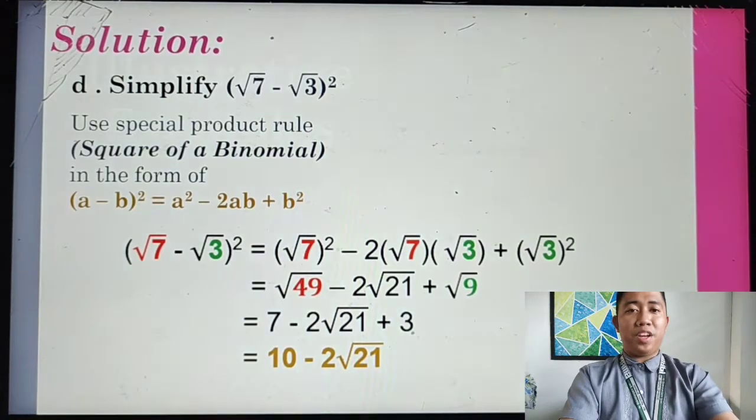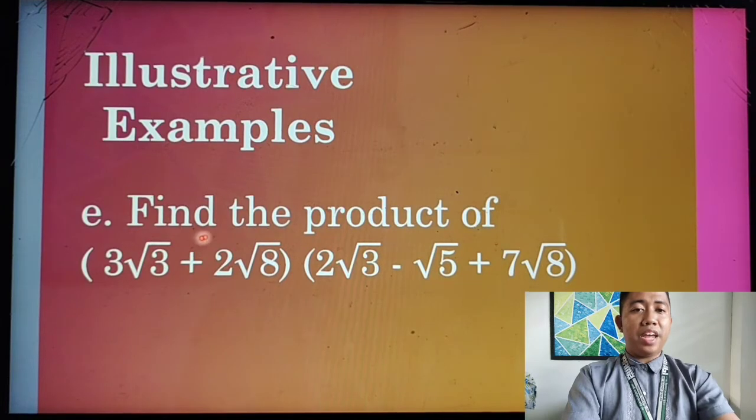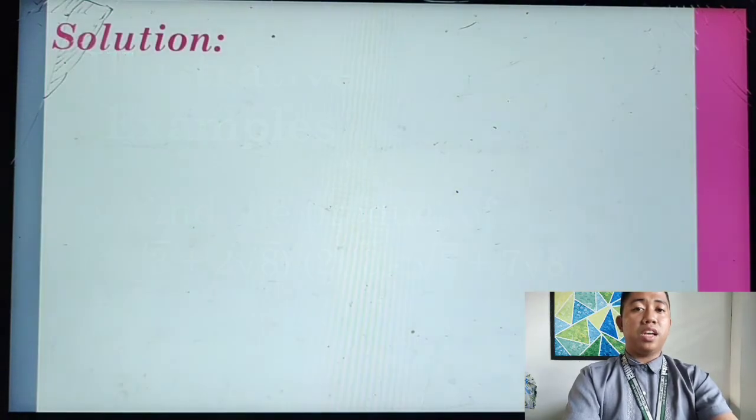Let's move on to our next illustrative example, letter E. Find the product of these two terms, 3 square root of 3 plus 2 square root of 8, and the three terms we have, 2 square root of 3 minus square root of 5 plus 7 square root of 8. So to simplify this product of these two radical expressions, here is our longest solution.